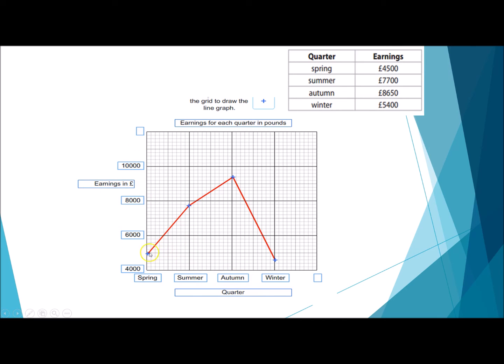Two nice labels there, and I think the labeling is the same. 2, 4. Yeah, I don't think anything's changed, so we just improved that one by putting that title on. So that would definitely get full marks.